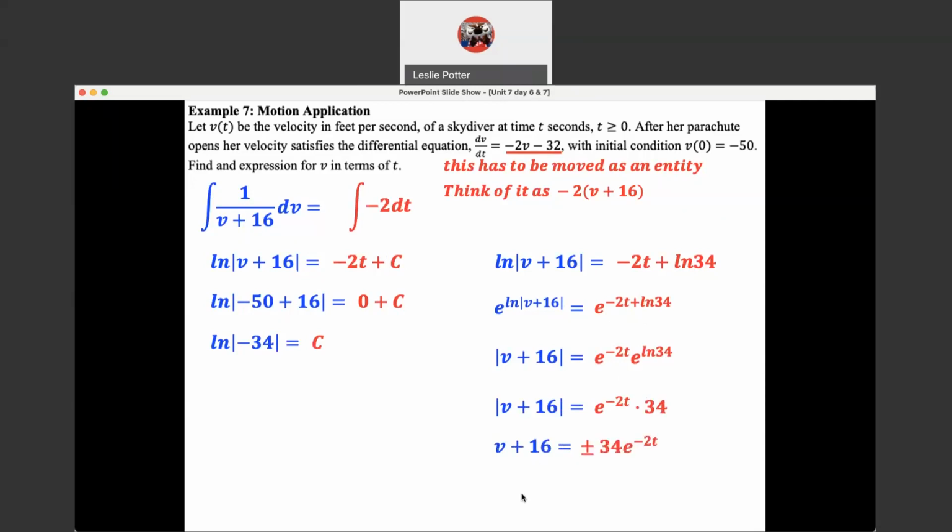And then I'm going to subtract 16 from both sides. And then I'm going to select the negative answer because of my initial condition. My initial condition is that when t is equal to 0, my velocity is 50 downwards, right? Negative 50. So it means 50 feet per second downwards. That's a skydiver, so they're moving down. So in order to get negative 50, I'm going to have to take negative 16 and subtract something, right? Subtract 34. So I need the negative option for my particular solution. So here is my particular solution.